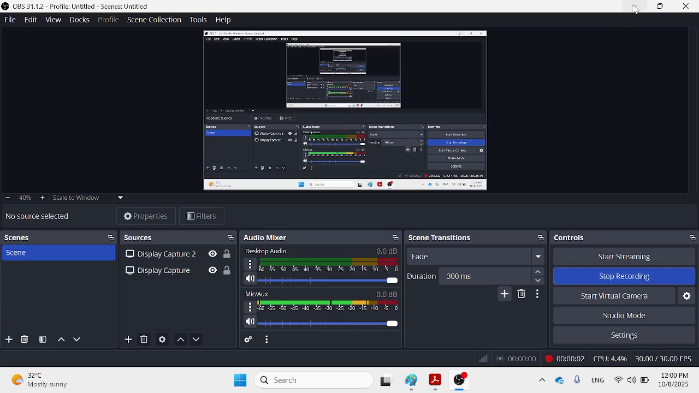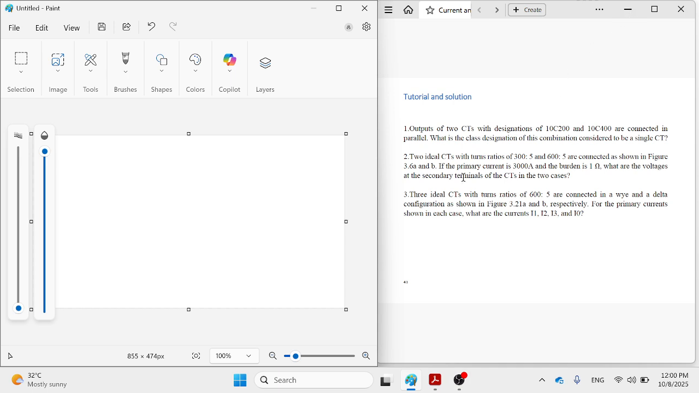Okay, this video is going to record for the tutorial of the chapter CT/PT for transformer. Question 1. Ask the output of two CTs with classes of 10C200 and 10C400 connected in parallel. So these two CTs are connected in parallel.